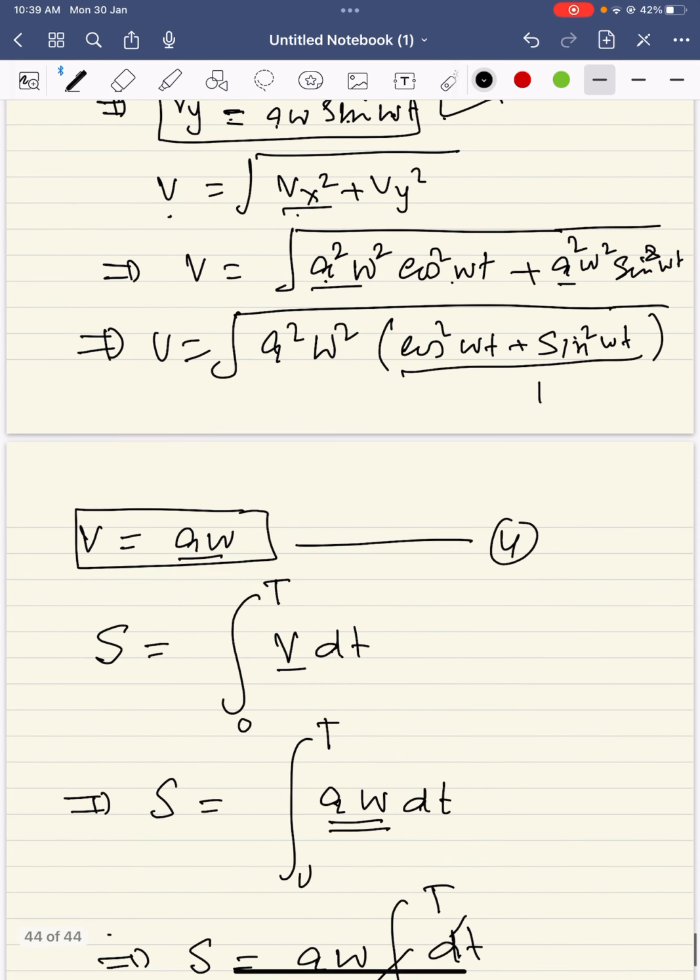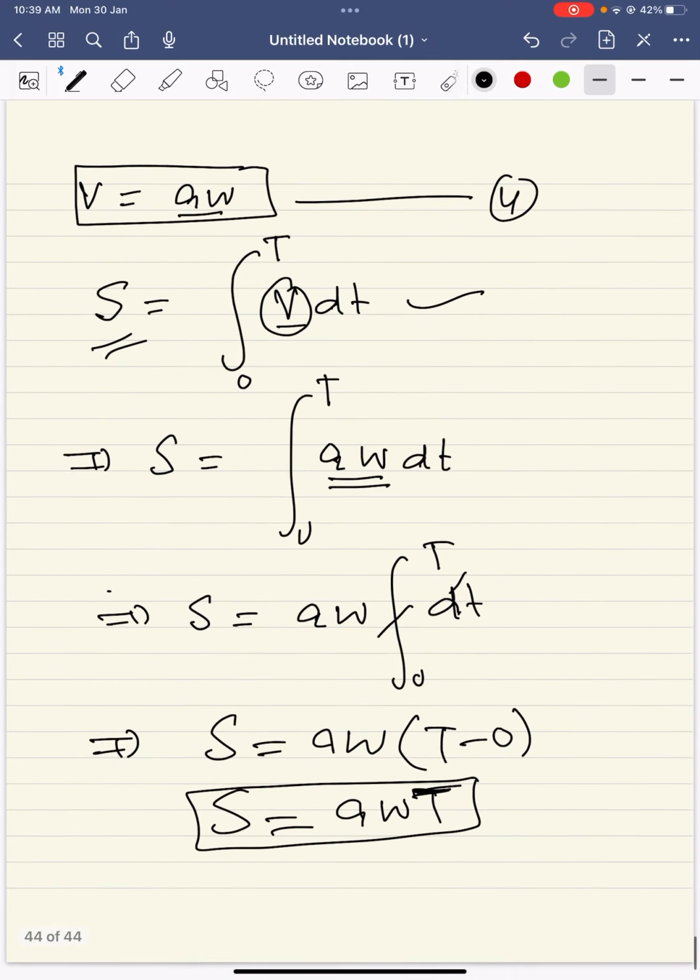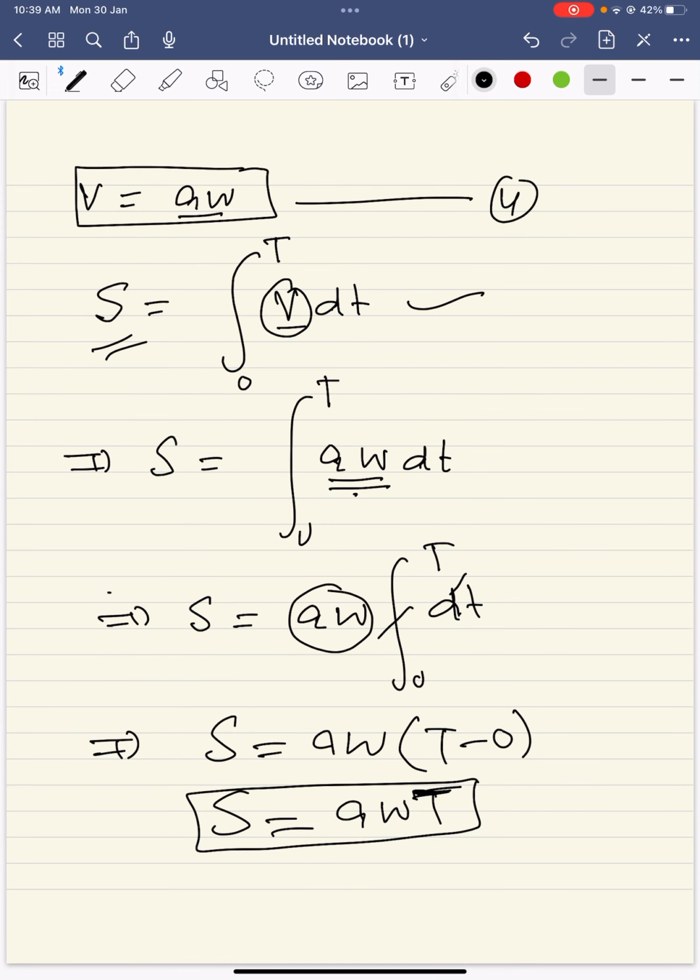So v is equal to a omega because this is 1, and we substitute this in the distance formula, that is s equal to the integration from 0 to t of v, which is a omega dt. Then a omega comes out because it is a constant, and the integration of dt will be t, that is t minus 0, the upper limit minus the lower limit. So this is the answer.